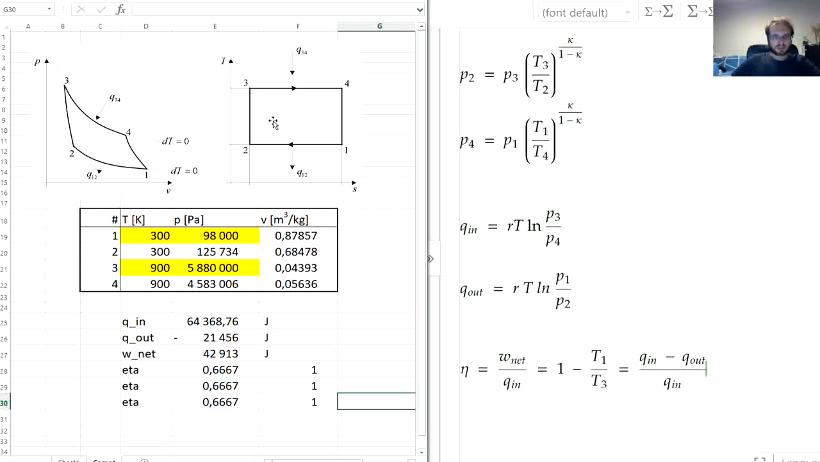But most importantly, the isothermal heat addition and isothermal heat rejection, with here being expansion, here being compression, is practically not achievable unless you have some really super huge piston systems working at very slow speed, and then it's technically unfeasible.